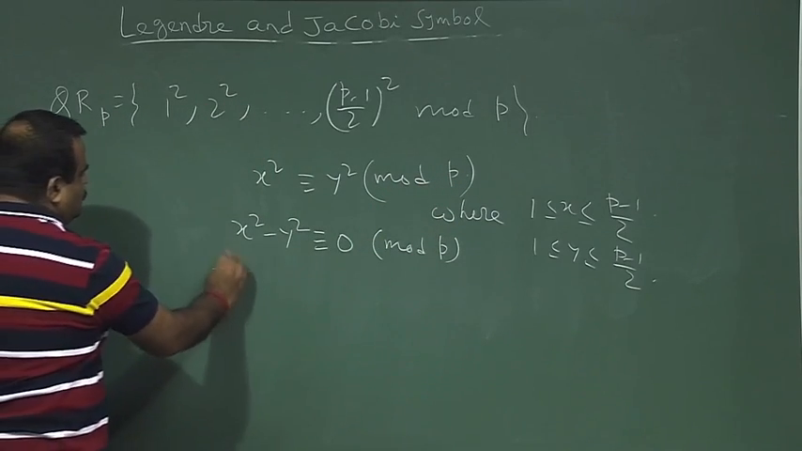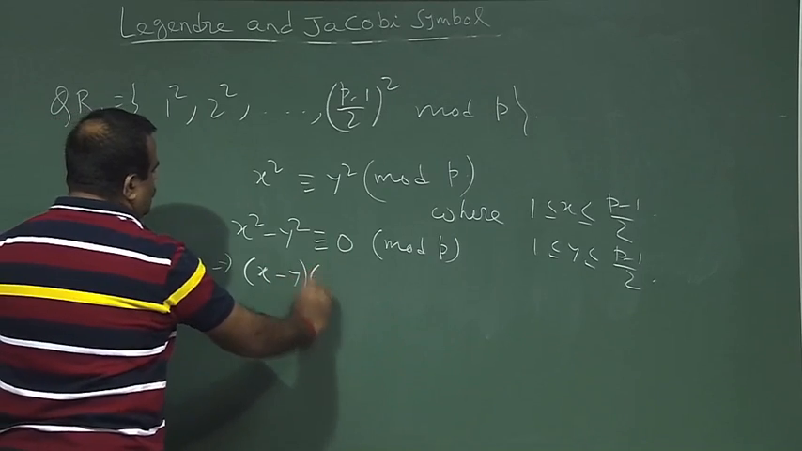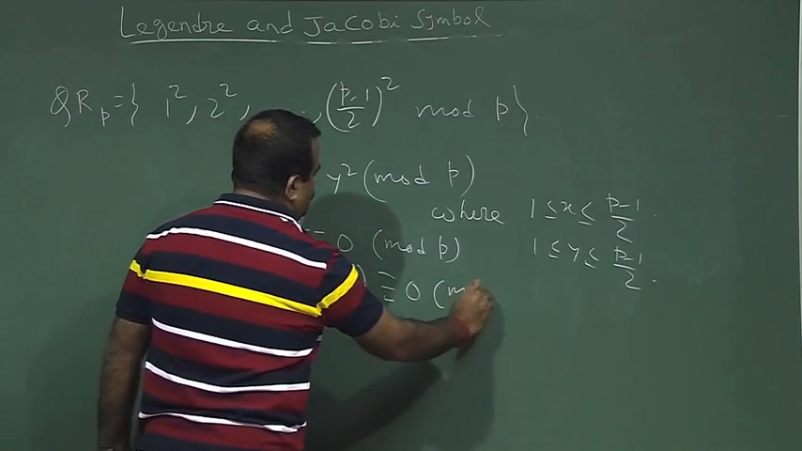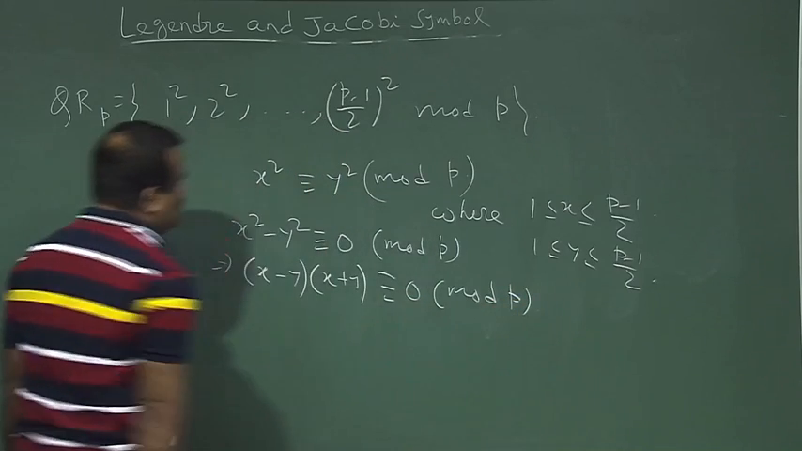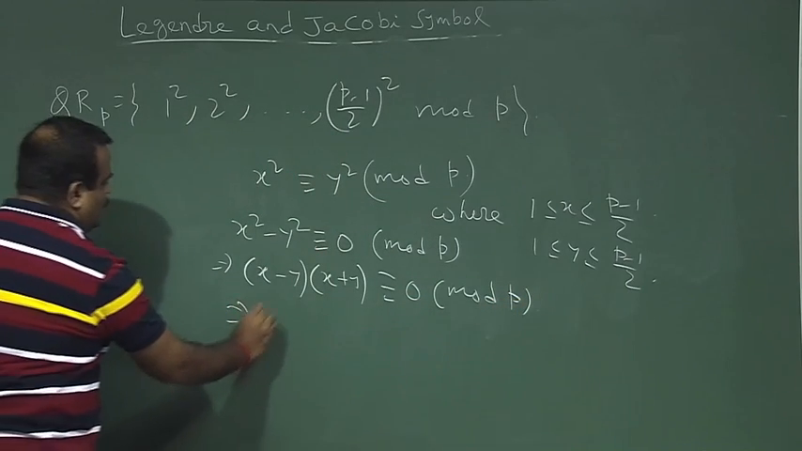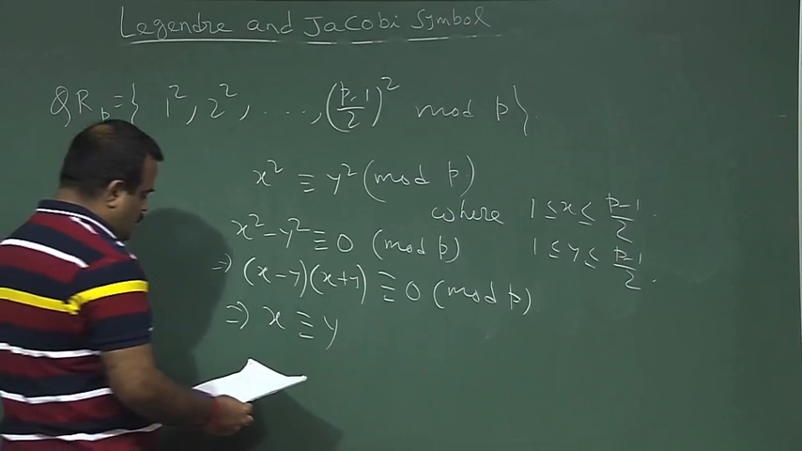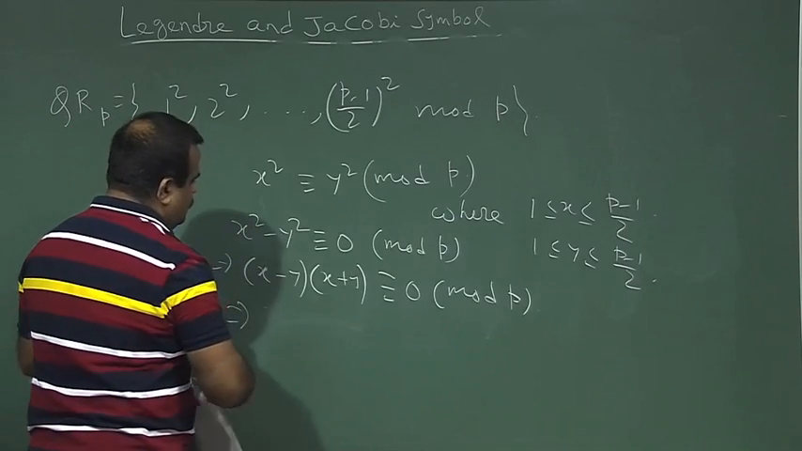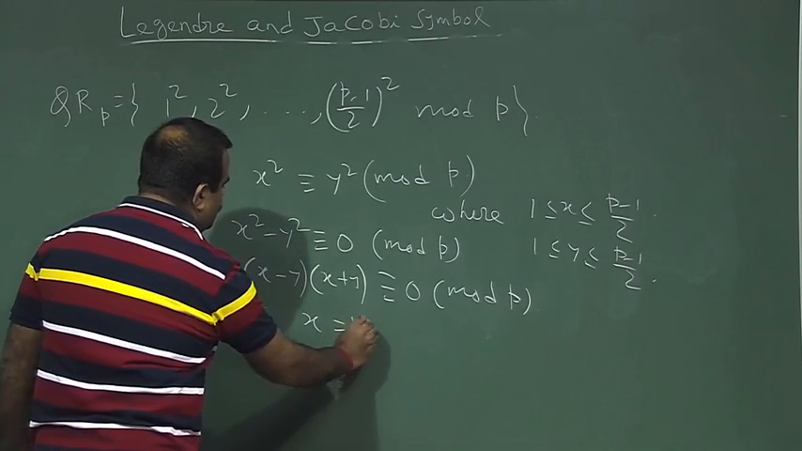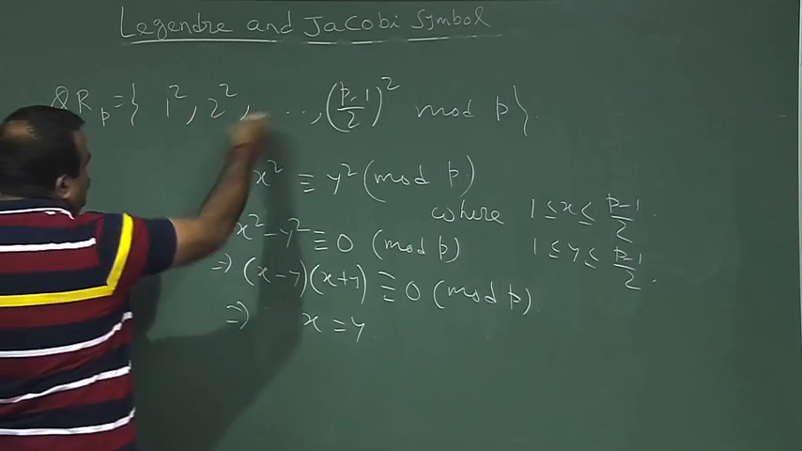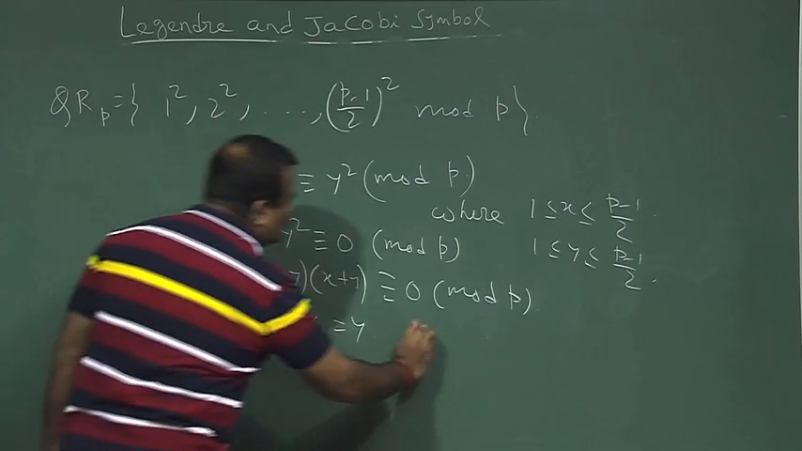So, this implies (x − y)(x + y) is congruent to 0 mod p. So, this implies x must be congruent to y, basically. So, that's the proof. This means if you take two distinct x and y, then their squares are not the same. So, this completes the proof.